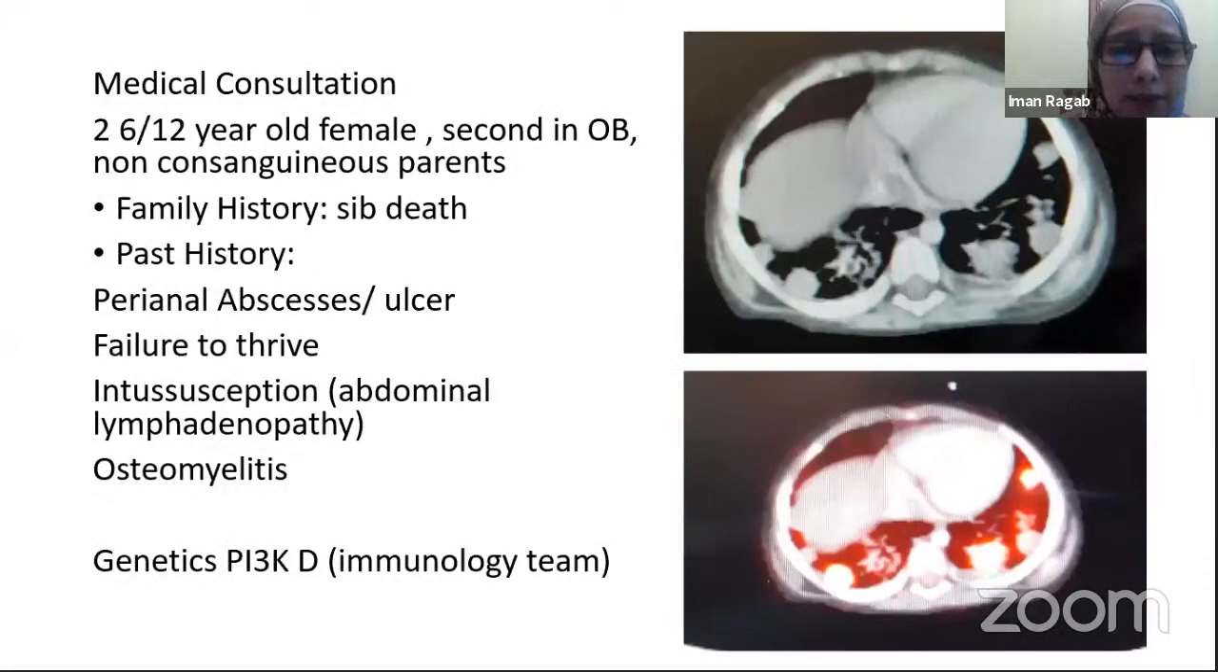This was in 2015. At the end of 2020, we had a medical consultation from the immunology department about a child, 2.5 years old, second birth order, of non-consanguineous parents, with a history of sibling death. On the right upper corner, they showed us her CT scan chest with multiple pulmonary nodular lesions, and those lesions had high FDG avidity. The patient already had a genetic diagnosis of phosphatidylinositol 3-kinase activating mutation.